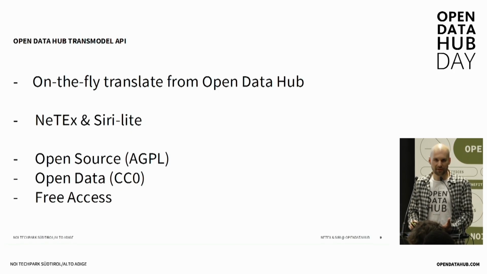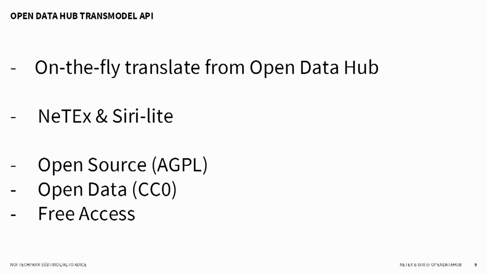So what did we need to implement to provide this part of the regional access point? We do an on-the-fly translation from the Open Data Hub, so we implemented an API that, when it gets requested from the national, the regional access point, does the request to the Open Data Hub API, on the fly translates it to the Netex or Siri format, and then returns it.